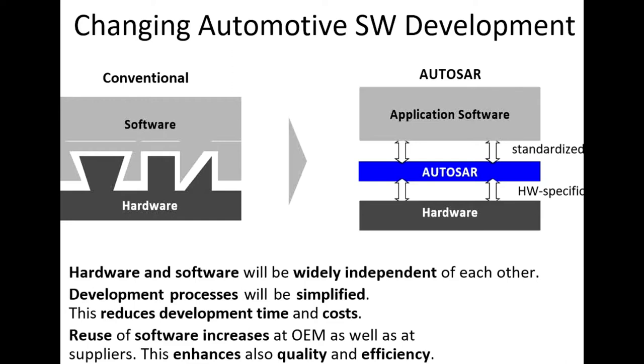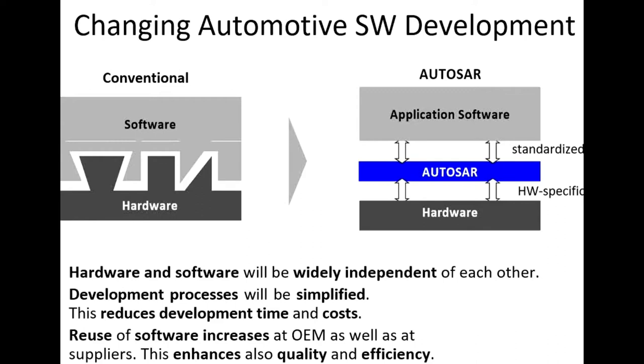The main difference between AUTOSAR and non-AUTOSAR projects is, for example, if it is a non-AUTOSAR project, all the modules, which are nothing but source files and header files, have a direct relationship with the hardware. You can see the first diagram, the conventional diagram. It is a direct relationship between the software and the hardware.